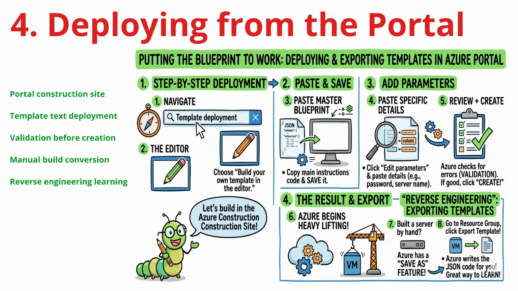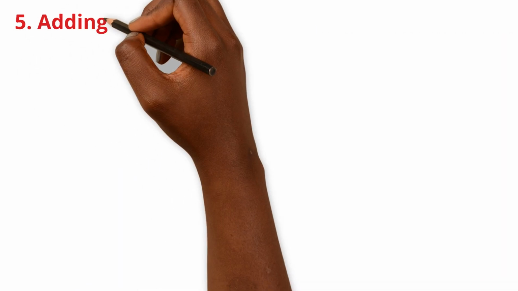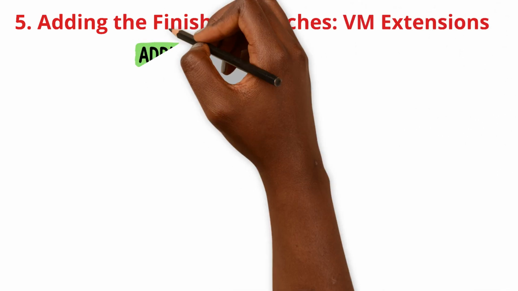But what if you already built a server manually and want a template for it? Use Azure's reverse engineering feature. Simply go to your existing resource group, click Export Template, and Azure will write the JSON code for you. It's that easy.